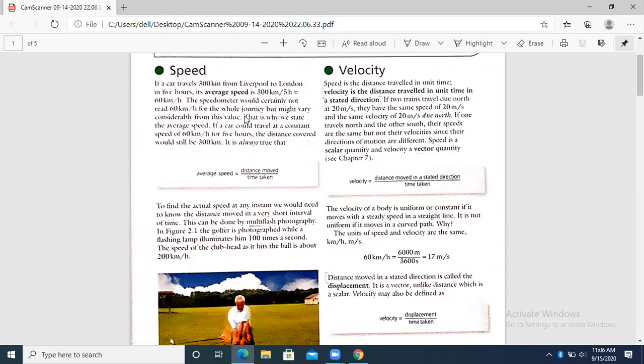And you can see another meter inside the car, that is called the odometer. The odometer is used for understanding the total length the car has covered, or how many kilometers the car has traveled in total. Whenever we are buying a second hand car, we will check that out, how many kilometers it has covered in total. So I just explained there are 2 meters. Our topic is the speedometer. Okay, then here 60 kilometer per hour. The speedometer certainly does not read 60 kilometer per hour for the whole journey, but might vary considerably from this value.